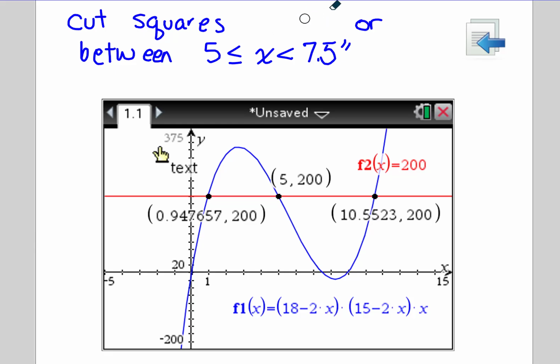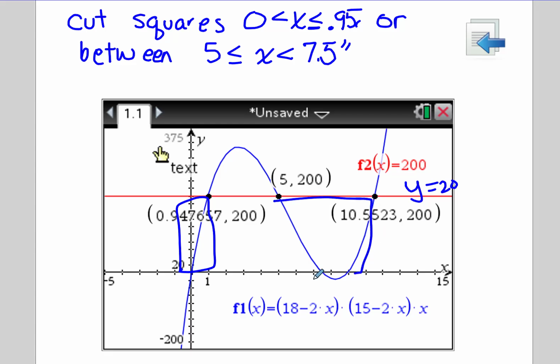This looks, cut squares that range from 0 to 0.95. It could be exactly 0.95, or cut squares between 5 and 7.5, because you see this line is y equals 200, and that volume is below 200 in here, and it's below 200 here, right? But we can't go past 7.5, because then you have negative area. So we can stop right there.